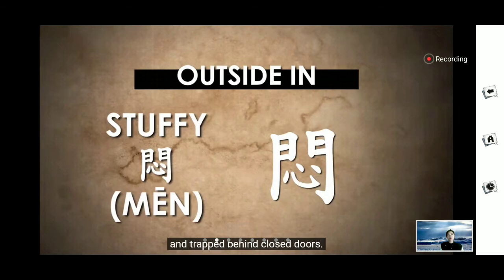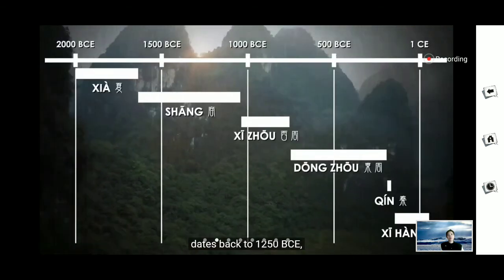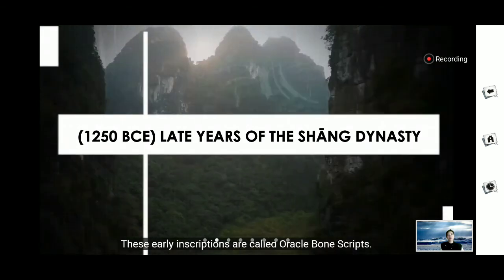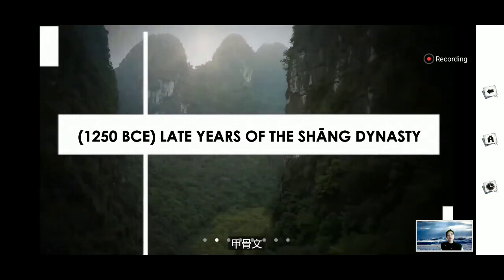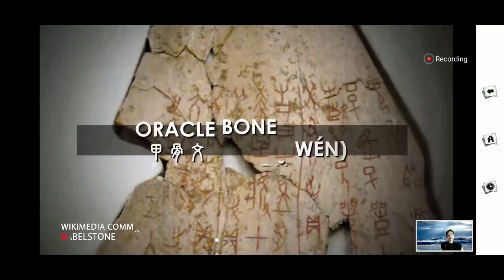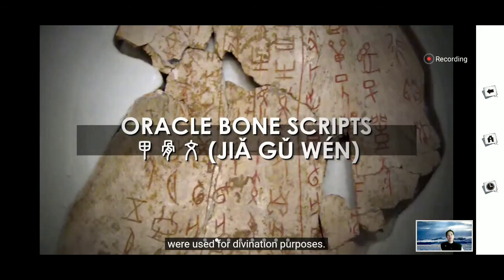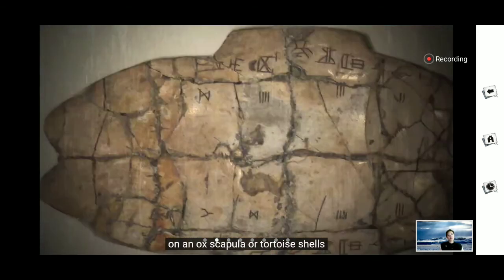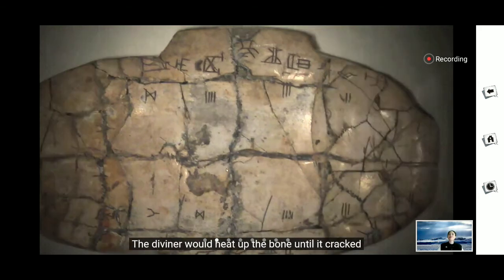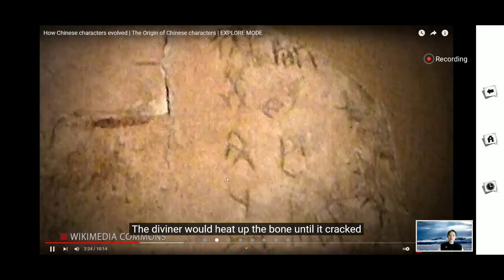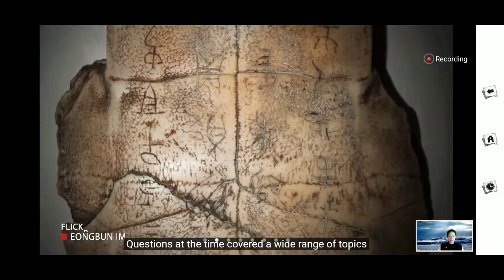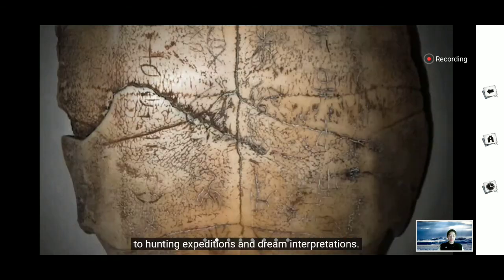The oldest form of Chinese writing dates back to 1200 BCE, in the late years of the Shang dynasty. These early inscriptions are called oracle bone scripts, 甲骨文. As you might have guessed from the name, oracle bone scripts were used for divination purposes. Inquirers would engrave their questions on an ox scapula or tortoise shells, which were then handed to a diviner. The diviner would heat up the bone until it cracked and interpret an answer depending on where the fissures grew. Questions at the time covered a wide range of topics, from military campaign strategies to hunting expeditions and dream interpretations.